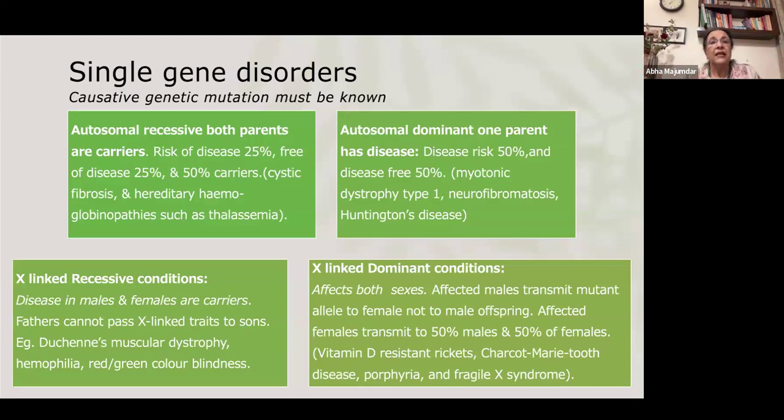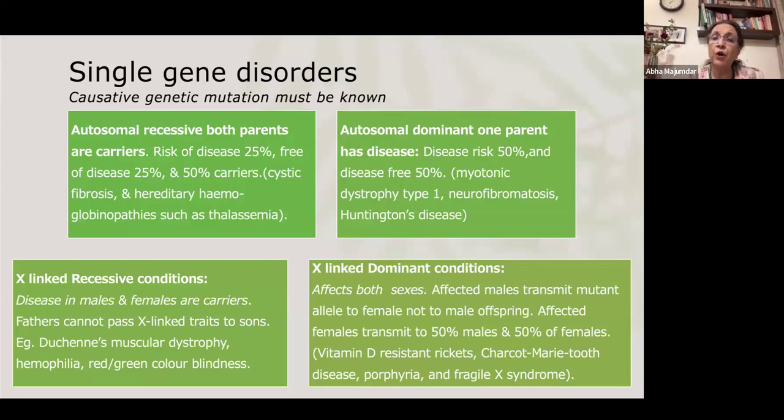If you take, like, say, 100 embryos made, then this should be the distribution, that two diseased ones come together, it makes a disease. Two normal ones come together, they make absolutely free of disease, and the rest are all carriers in which one parent's gene comes. This is like cystic fibrosis, hereditary hemoglobinopathies such as thalassemia.